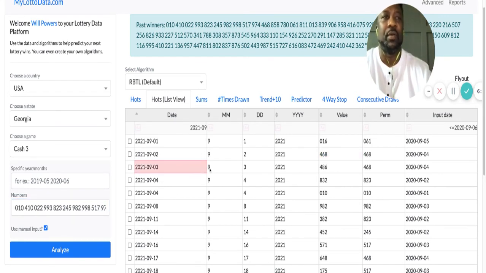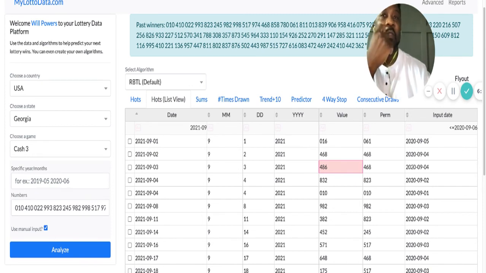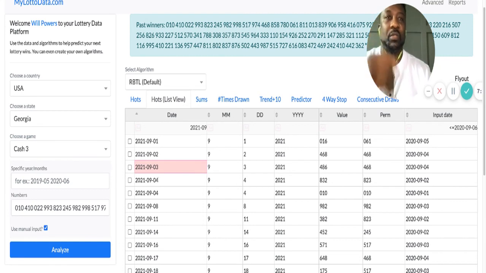On the 3rd, we also had 468 come out, which was another 468. This came out as 486. But if we had played that and we didn't exclude it, usually I espouse excluding the past winner. But in this case, you don't have to, because you have 15 numbers, and that's not a lot to play. And you see that also came out on the 3rd. So let's go to the 4th.